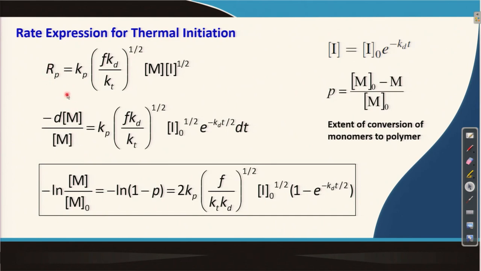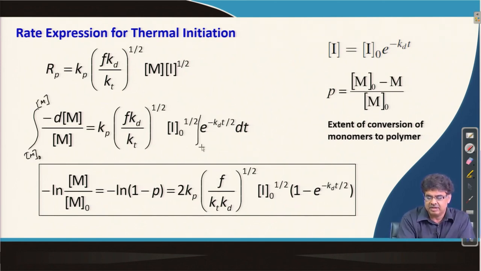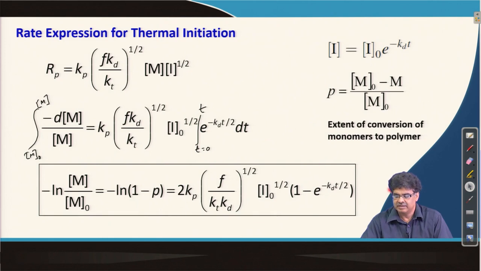And we can integrate this expression from monomer at 0 time to some time t, that is, from t equal to 0 to t equal to t, then we get this expression. P is expressed as this quantity, where M naught or M0 is the initial monomer concentration and M is the monomer concentration at time t, and P is called the extent of conversion of monomers to the polymer.